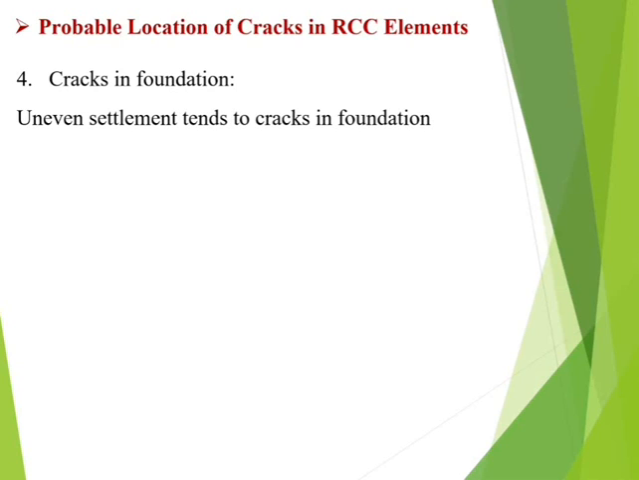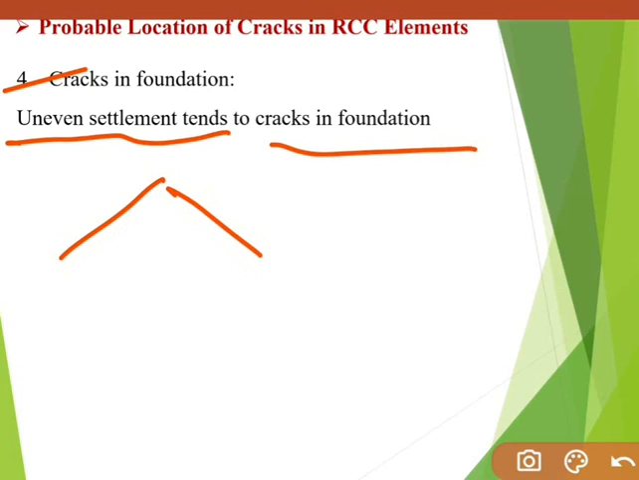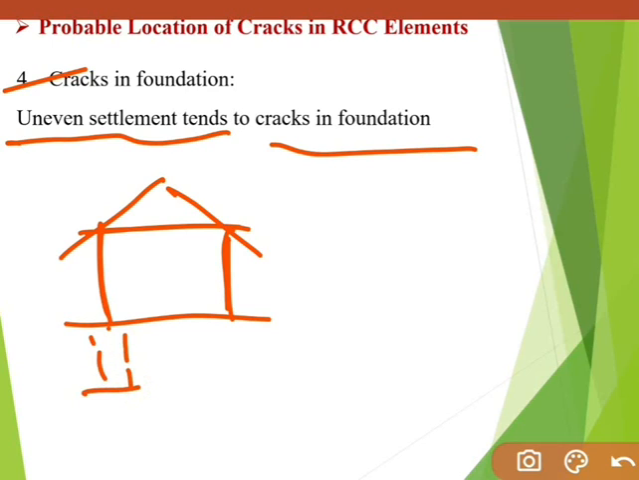Now the fourth member is the foundation. So let's see cracks in the foundation. Because of uneven settlement, cracks are found in the foundation. Suppose this is your house, here is one column, here is another column, and here is the beam. If this portion settles down up to this depth and this portion only up to this depth, because of this uneven settlement, cracks are developed in the structural members of the building.